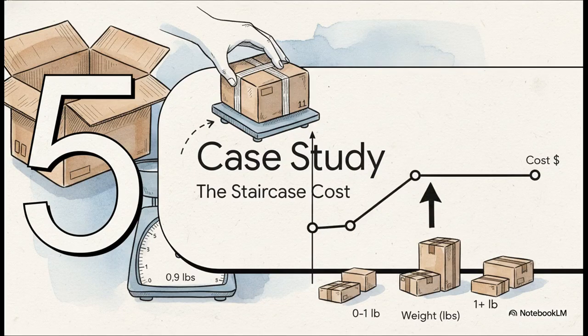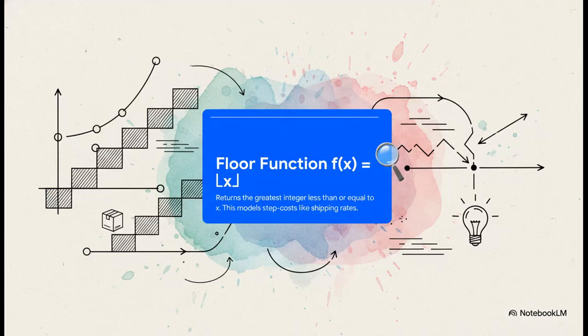Okay, for our third and final case study, let's look at something we've all experienced in real life. Costs that suddenly jump. You know, like when you're shipping a package. The price is one thing up to £1, and then it instantly leaps to a higher price the moment you go even a tiny bit over. This behavior is modeled perfectly by the floor function. It sounds fancy, but all it means is round down to the nearest integer.